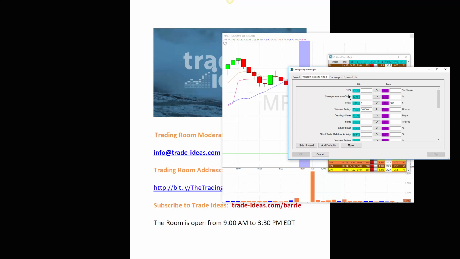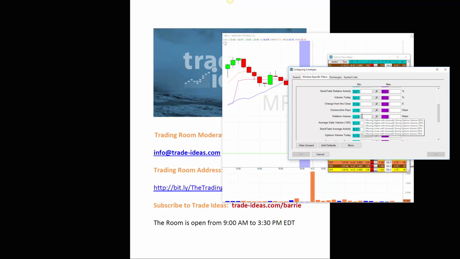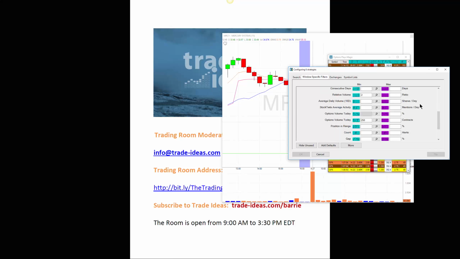So what I can do here is change the filter settings for all of the alert windows that have all the same settings, right? Each alert window has a price range of 1 to 100 and a minimum volume of 300,000 shares. They all had a relative volume of 3. I've changed that to 2. I may change that to 1.5.